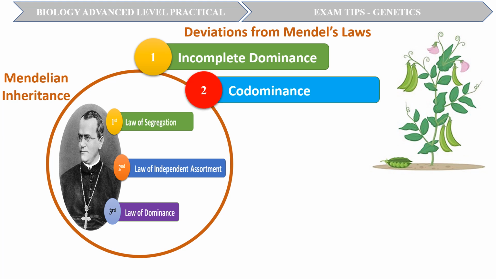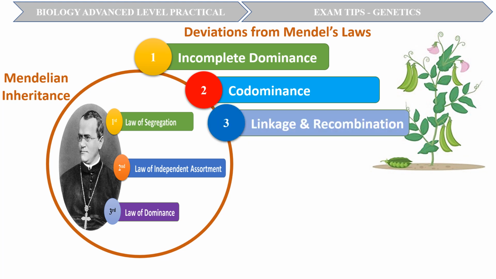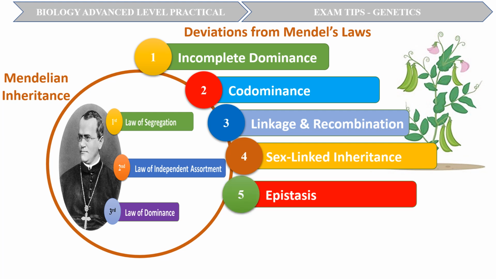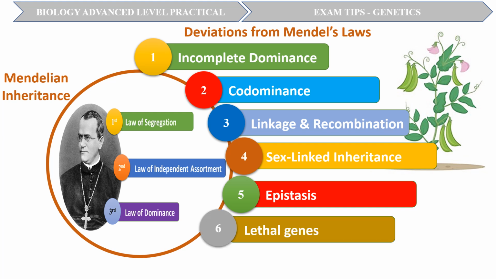Codominance, in which both alleles are fully expressed in the heterozygote without blending. Linkage and genetic recombination, in which genes located close together on the same chromosome are inherited together, violating the law of independent assortment. Sex-linked inheritance, in which genes located on sex chromosomes, X or Y, show different inheritance patterns between males and females. Epistasis, in which one gene masks or modifies the effect of another gene. Lethal inheritance, in which there is embryonic death of some genotypes leading to modified phenotypic ratios.